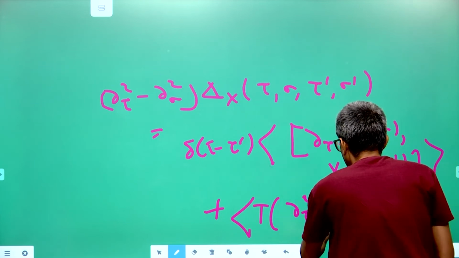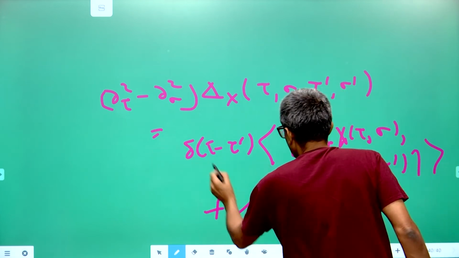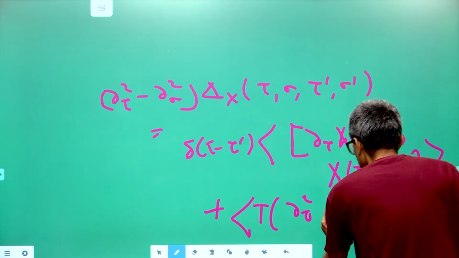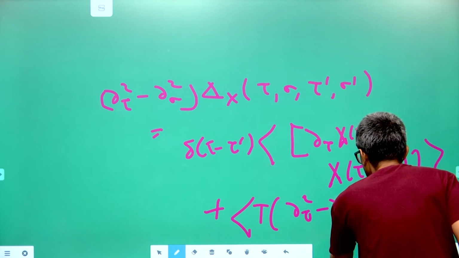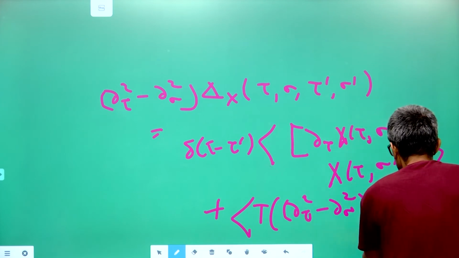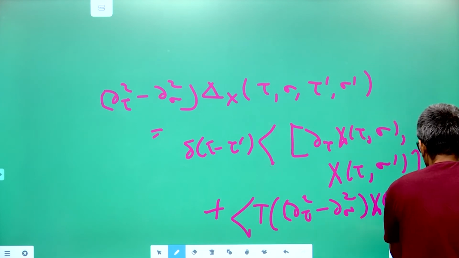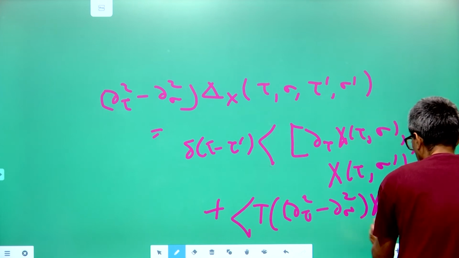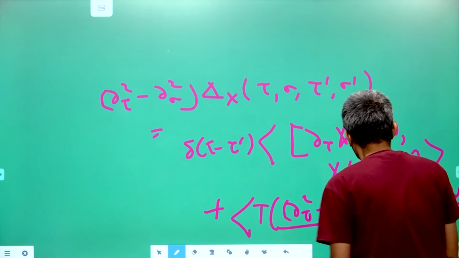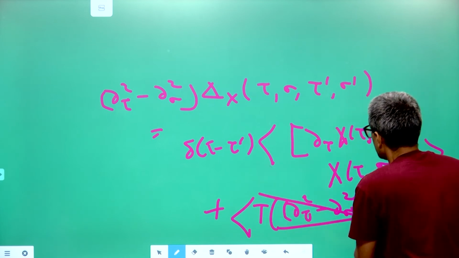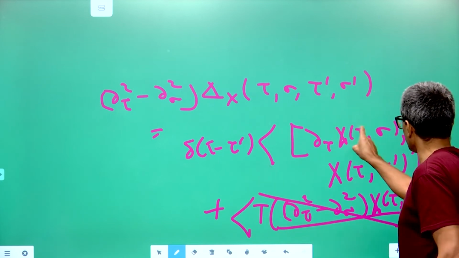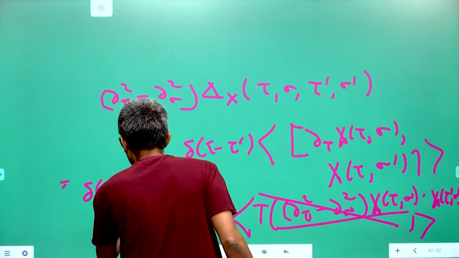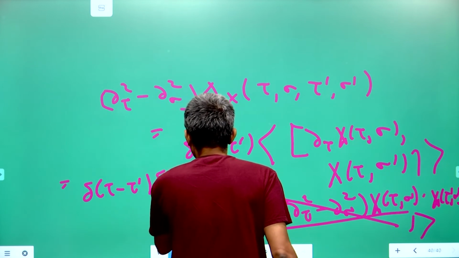∂_σ² will not act on the theta function outside, because the theta function is only a time ordering function, a function of the two times. So I will get (∂_τ² − ∂_σ²) acting on X(τ,σ) multiplied by X(τ',σ'), and this quantity is 0 because the wave operator acting on X is 0 by the equations of motion. So I get just this, and this commutator is nothing but δ(σ − σ'). So this is nothing but δ(τ − τ') δ(σ − σ').